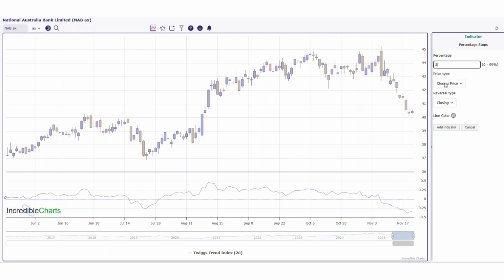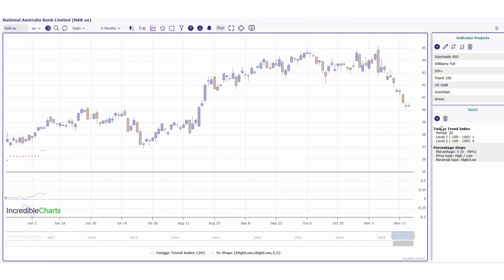Price type closing, we will select high low. In other words, we will calculate the percentage based on the high in an uptrend and the low in a downtrend. Okay, and reversal type, again, will reverse based on intraday movement on the high and low. Right, line color, let's just make it a nice bright red so it's clearly visible. And we add our indicator to the chart.